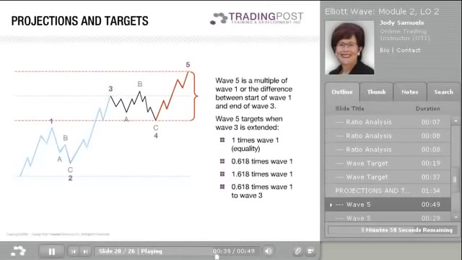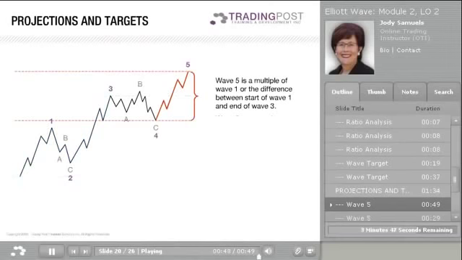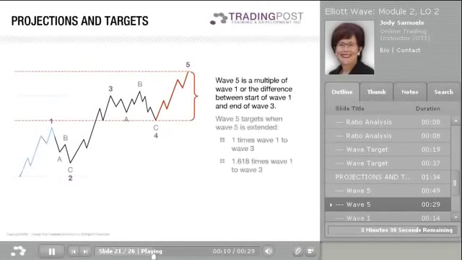0.618 times the length of wave 1, 1.618 times the length of wave 1, and 0.618 times the length of waves 1 to 3. If wave 5 is extended, it can travel as far as 1 times or 1.618 times the price difference between the start of wave 1 and the end of wave 3.